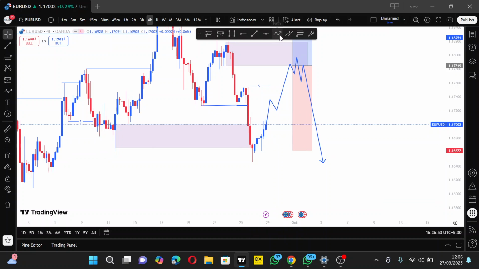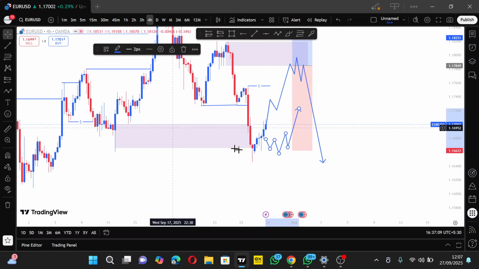At least there's supposed to be a sign of a good change of character. We did not see anything like this here. Before we know that, okay, yes, this buy is valid. There's nothing like this around this area.